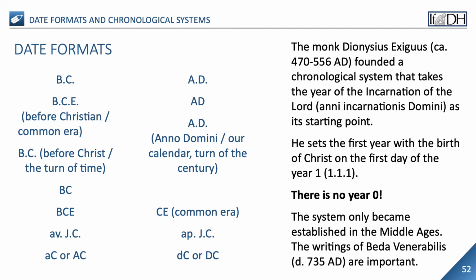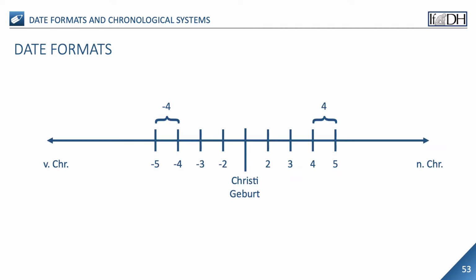Important here are the writings of Beda Venerabilis from the early 8th century. However, this is problematic for digital modeling. If we imagine the year sequence in a coordinate system and place the birth of Christ at the intersection of the axis, then according to our convention, the year 1 also begins here. This is because we think of the year from the beginning. For example, the year 4 AD lasts from 4 to 5, and thus the year 1 from the time of Christ's birth to 2.